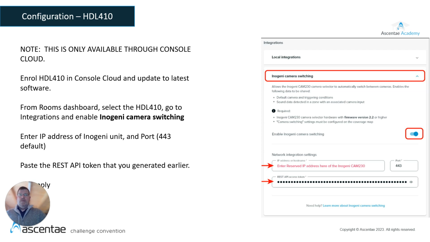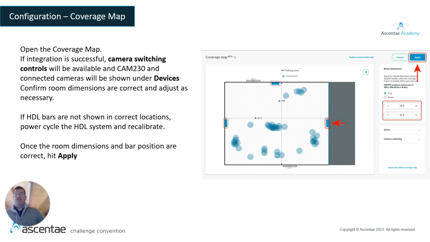Once that's done, you can then go and open the coverage map. You'll know immediately if the integration has been successful, because camera switching controls will be visible and the CAM230 and its connected cameras will be shown under devices. At this stage, the first thing you need to do is to confirm the room dimensions are correct and adjust them as necessary.